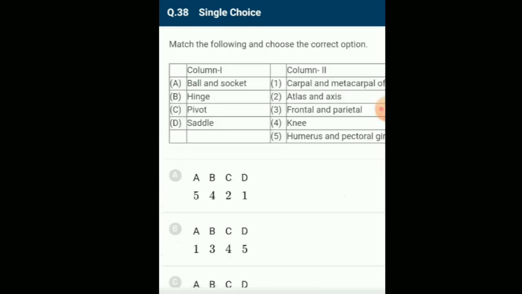Question number 38. Match the following and choose the correct option. See column 1 and column 2. Ball and socket joint is found in the humerus and pectoral girdle. Hinge joint is found in the knee. Pivot joint is found in atlas and axis. Saddle joint is found in carpal and metacarpal of the thumb. So the correctly matching option is option A.